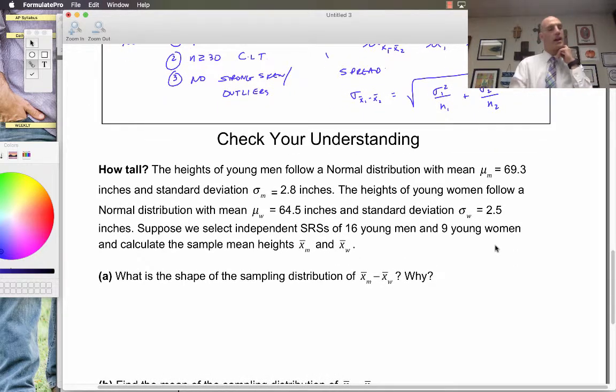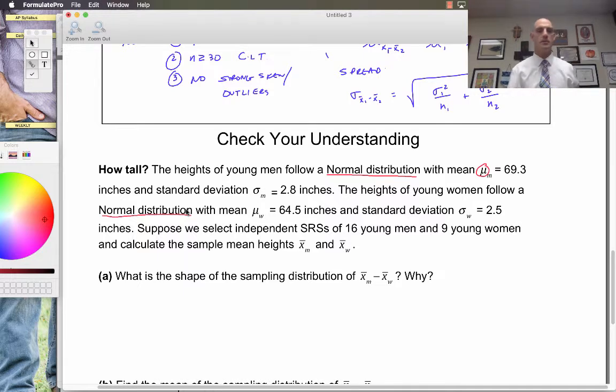So we've got those formulas basically laid out. They should look vaguely familiar to you, if not very familiar. We're looking at an example. The heights of young men follow a normal distribution. That's a key piece. The heights of young men follow a normal distribution with a mean of 69.3 inches and a standard deviation of 2.8 inches. The heights of young women follow a normal distribution. So you can already get an idea that we're dealing with two normal populations, two means, two standard deviations. The mean for the women is 64.5 inches with a standard deviation of 2.5 inches.